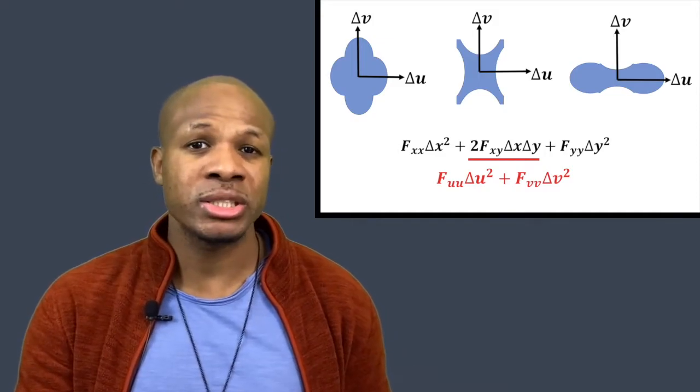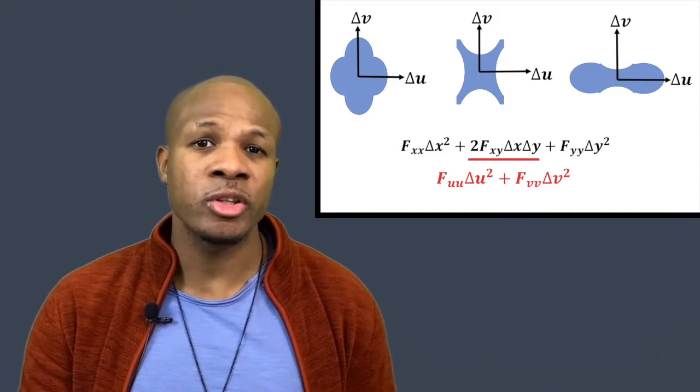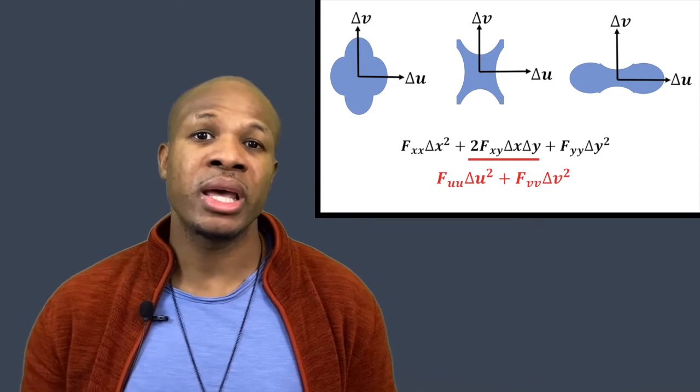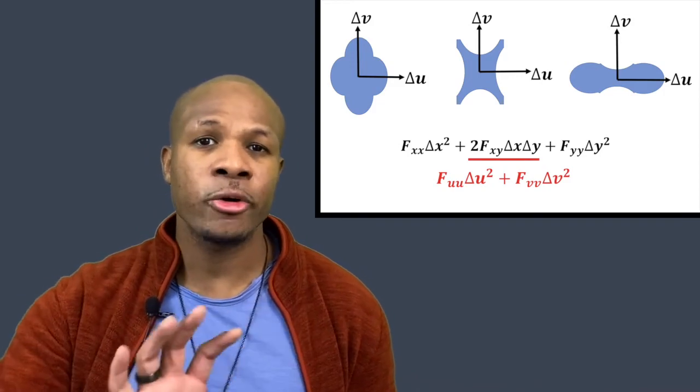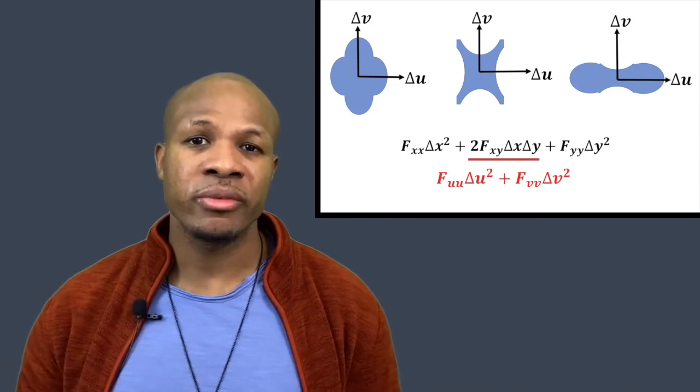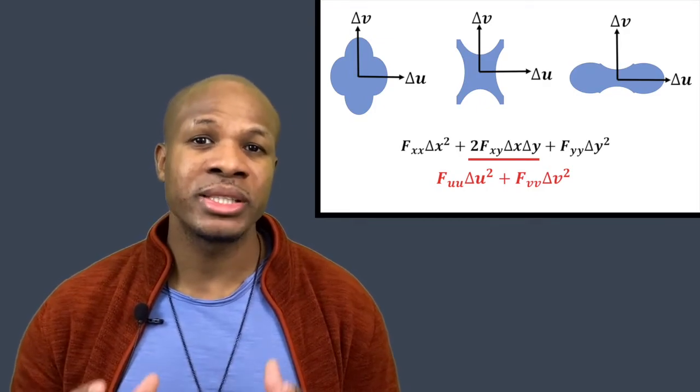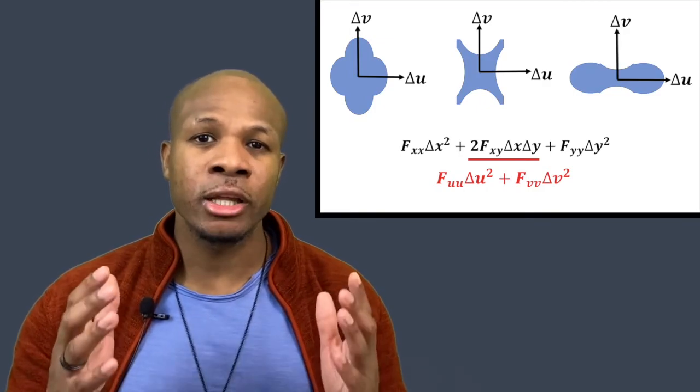And now this expression is easier to analyze because all we have to do is look at f sub uu and f sub vv. We just need to rotate our coordinate system to line up with the symmetry of the function. And this is going to entail diagonalizing the matrix. So let's go ahead and take a look at what we mean by that.